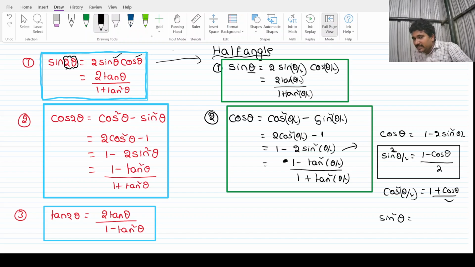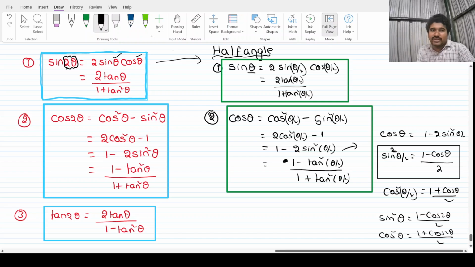Similarly write one more also. Sin square theta is 1 minus cos 2 theta by 2. What is cos square theta? 1 plus cos 2 theta by 2. Please note it down. These formulas are also very good.